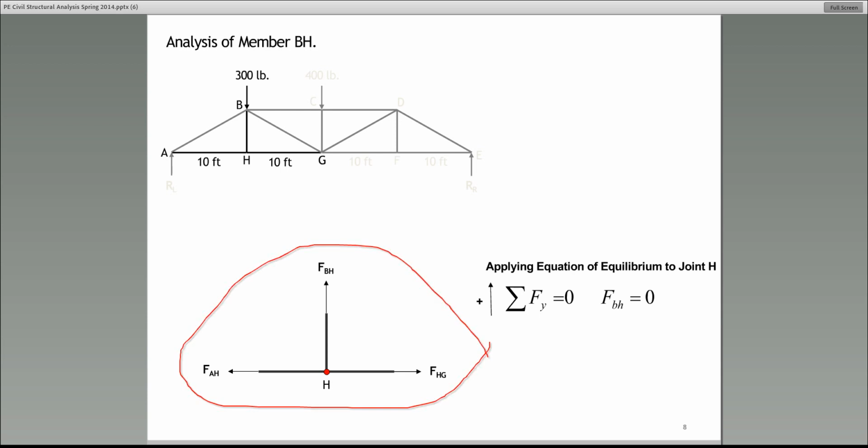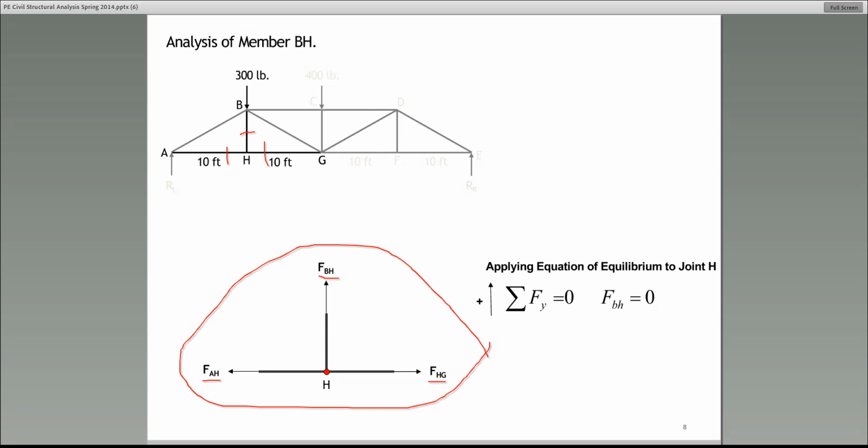What you have to do when you isolate it, guys, is cut the member here, here, and here. All right? When you cut a member, you make the internal force become exposed. That's why when we cut HG, for example, I replace it with the internal force HG. Same thing with BH and the same thing with AH. That is the free body diagram for the joint H.